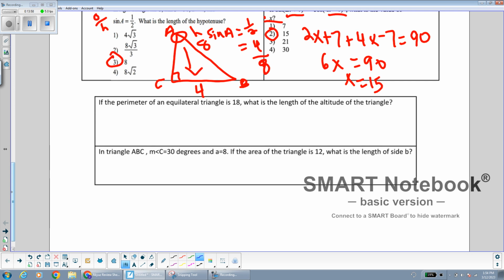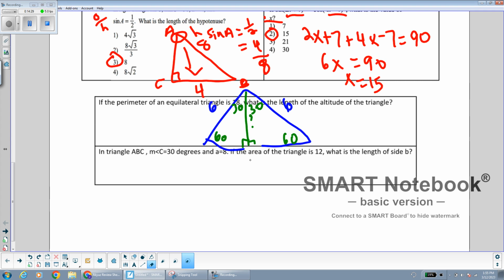Okay, moving on. The perimeter of an equilateral triangle is 18. That means each of the sides is 6 to make that 18. What is the length of the altitude? Equilateral triangles have 60-degree angles. And that makes this piece 30 and this piece 30 because all 3 angles of any triangle need to add to 180. So we have 30, 60, 90 triangles here.